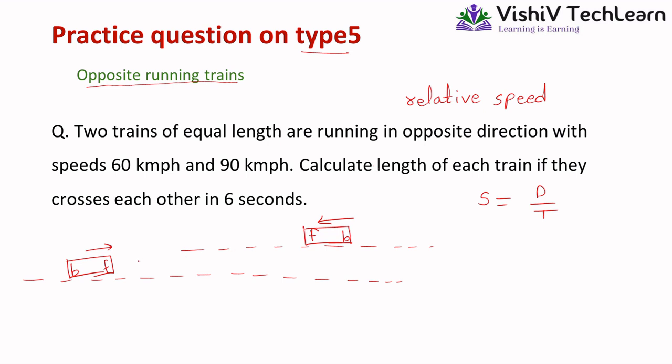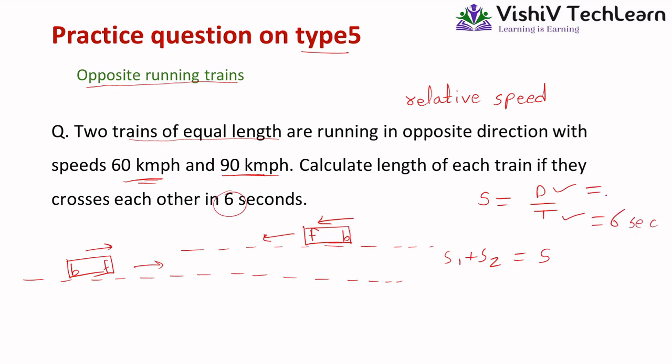Relative speed: when things are moving in the opposite direction, the speeds get added. So here we have two speeds, the speed of train 1 and the speed of train 2. Both these speeds will get added. And what about length? The trains are of equal length, but when both are running in opposite directions like this, what will happen to their lengths? Speeds will get added, that's okay. So here we can add S1 plus S2, that is S. But what about distance and time? Time is 6 seconds.